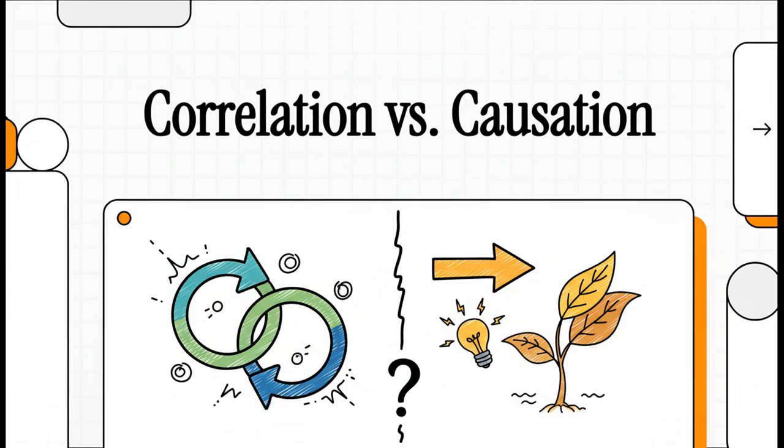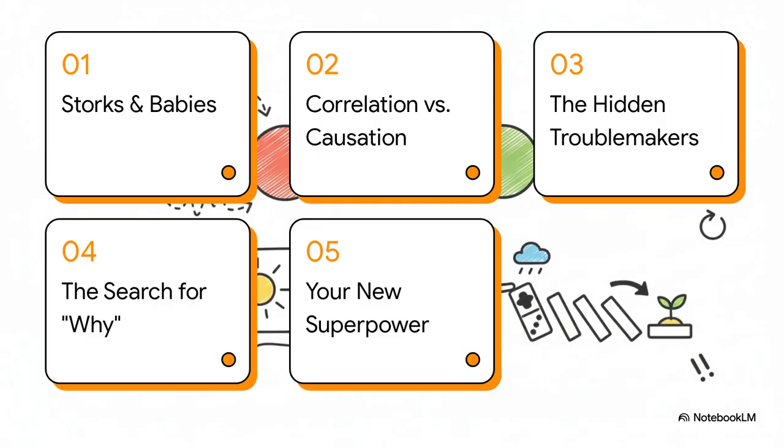Welcome to the Explainer. Today, we're going to arm you with a mental tool that will literally change how you see the world. We're diving into the critical difference between correlation and causation. And trust me, once you get this, you'll become a much smarter consumer of news, studies, and pretty much all data. So, what's the game plan?